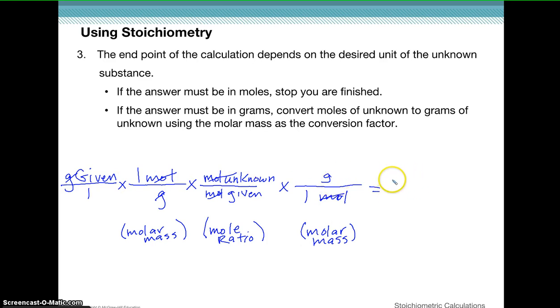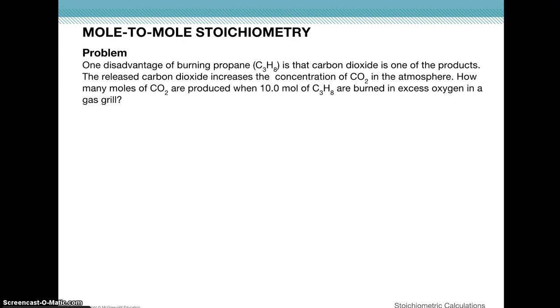Okay, so let's go through an example of how we do some of these calculations. All right, here's our example. It says, one disadvantage of burning propane is that carbon dioxide is one of the products. How many moles of CO2, and that's one thing we want to know, are produced when 10 moles of C3H8 are burned in excess oxygen in a gas grill? Okay, so we are given something here, and we're trying to find our unknown.